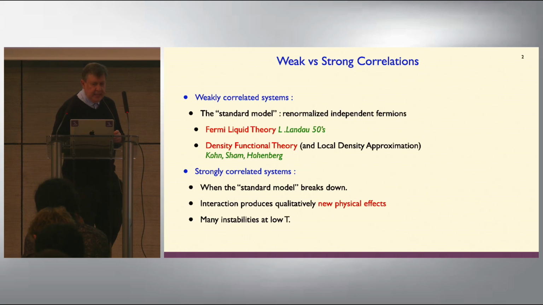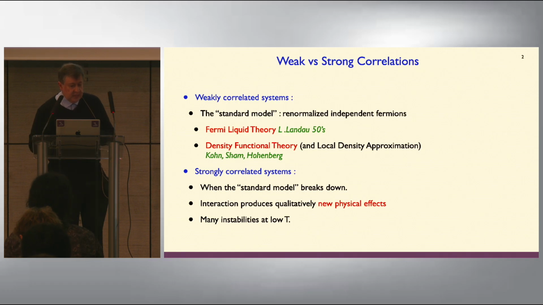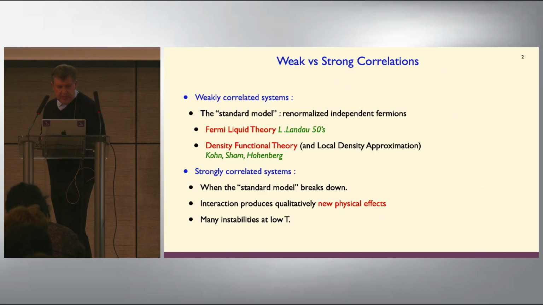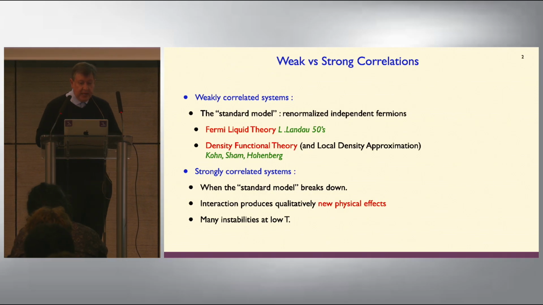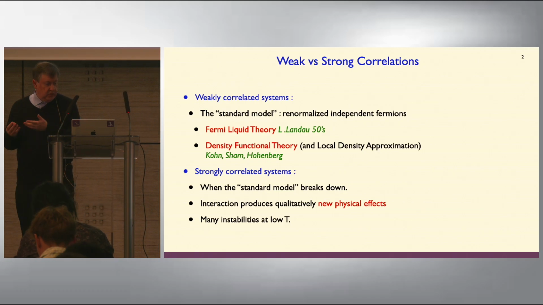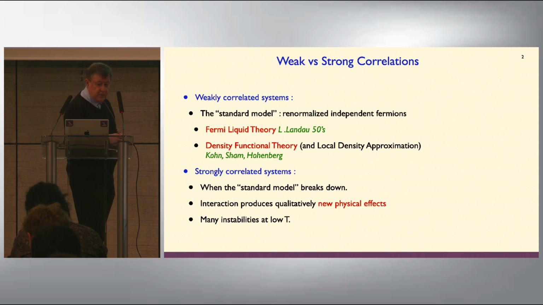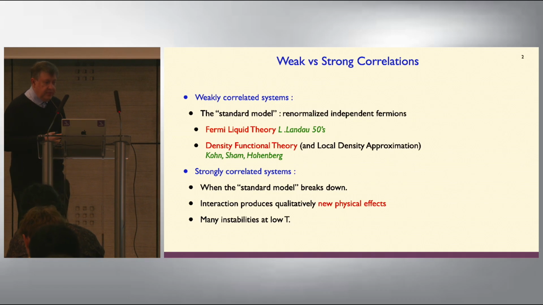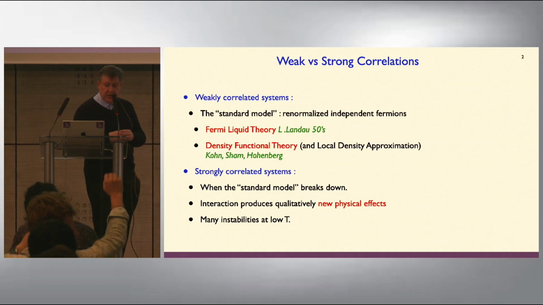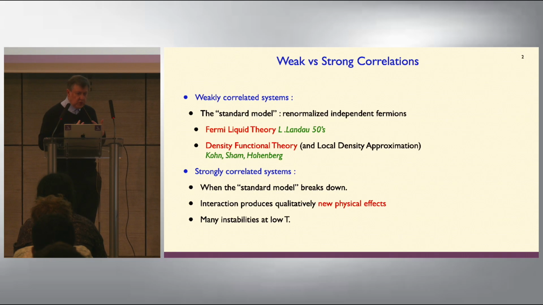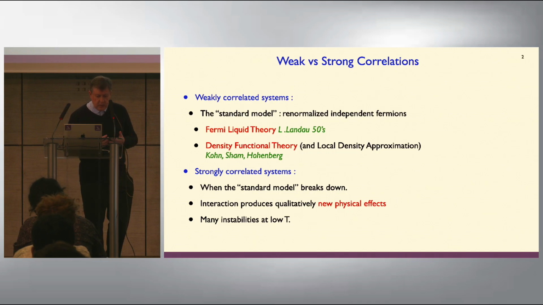What we are interested in here is strongly correlated systems. So what do we mean by that? By weakly correlated systems, we mean systems for which, quote unquote, the standard model of metals applies, meaning basically renormalized independent fermions, either through Fermi liquid theory, which I reminded you of briefly yesterday, and density functional theory. There will be a longer introduction to it in the lecture tomorrow by Olivier. These are really the two pillars of standard electronic structure theory. They work well for weakly correlated systems, almost by definition, but for strongly correlated systems, they don't.